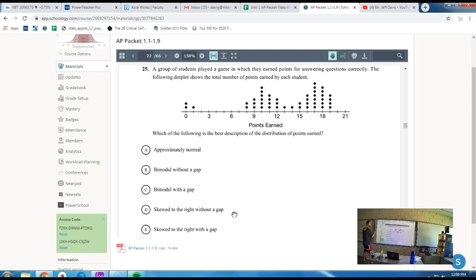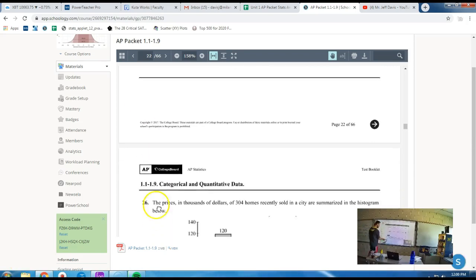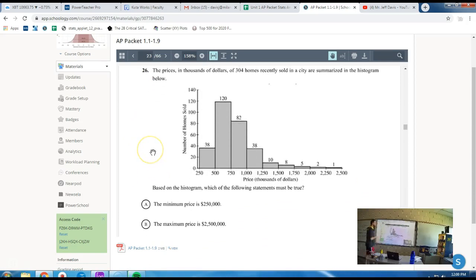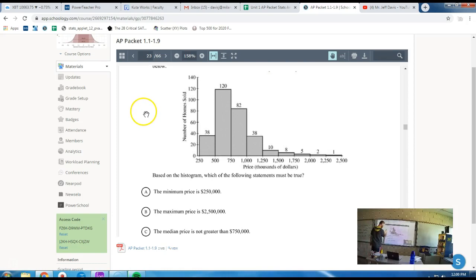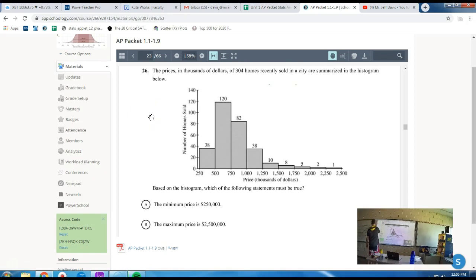So that was 26. All right, so 26 is C. You got this histogram. There are how many data points? 304 data points. All right, so the first thing I see, this is skewed to the right.